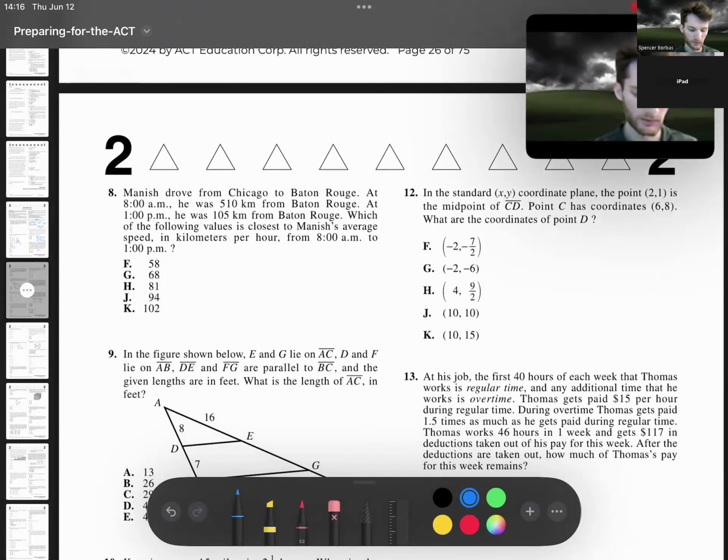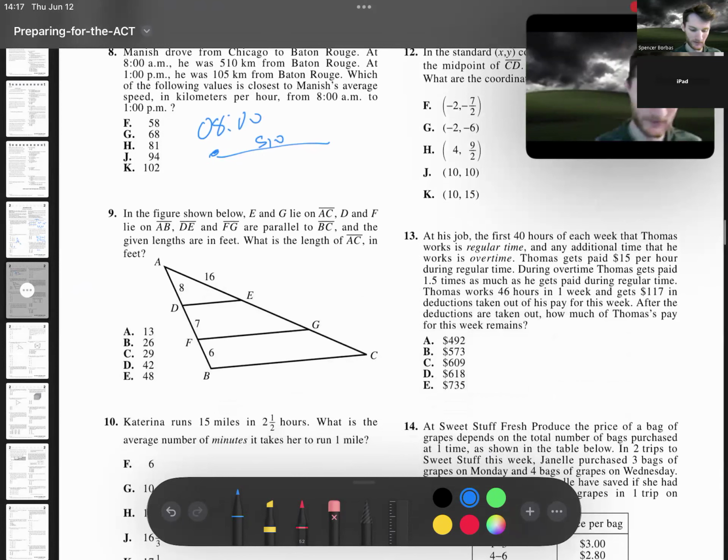A man drove from Chicago to Baton Rouge at 8 a.m. Baton Rouge. Okay. 5, 10. Oh, okay. You know what? I'll get back to that.